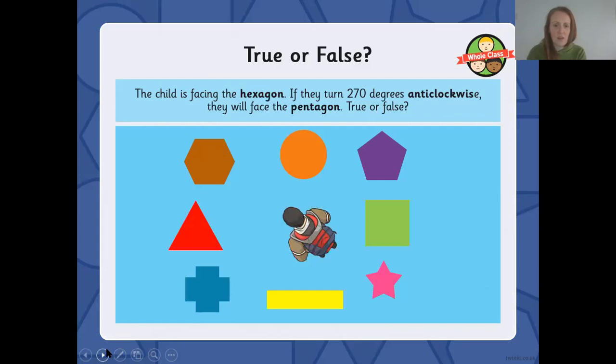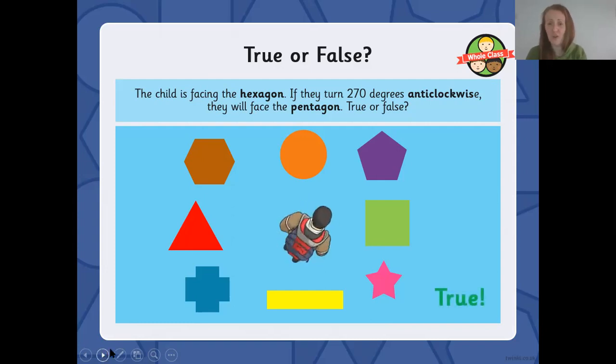So now he's facing the hexagon. If they turn 270 degrees, that's three right angles, anti-clockwise, he will face the pentagon. So let's have a look then. So he's here, anti-clockwise, 3 right angle turns. 1, 2, 3. I think he'd be facing this shape down here, this cross-looking shape. Would he be facing the pentagon? I think that's false. Let's have a look.